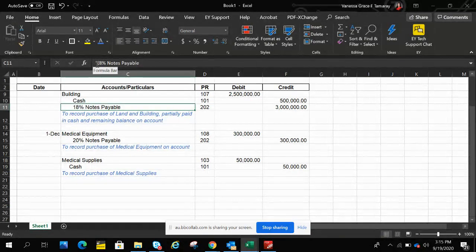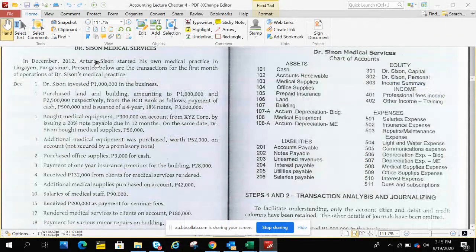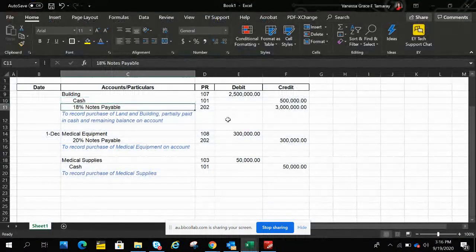Sige, kasi dito sa problem na to, sa lesson natin sa chapter 4, wala pa dito yung adjusting entries. So, kaya simple lang din yung pag-journalize ng entry. Sa chapter 5, doon tayo mag-a-adjusting entries. Pero okay lang, kasi alam nyo na din to, nag-accounting na kayo before. Sige, lagyan na lang natin yan. 18% notes payable, 20% notes payable. Pwede naman kahit sa dulo nyo ilagay. Depende na yan sa inyo. Kung ano yung gusto nyong format, pwede notes payable, tapos lagay nyo sa dulo, 18%.